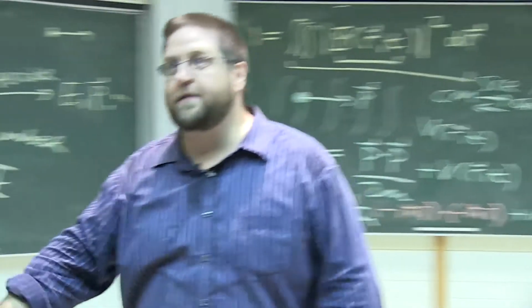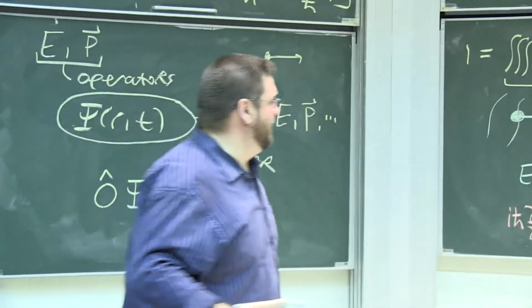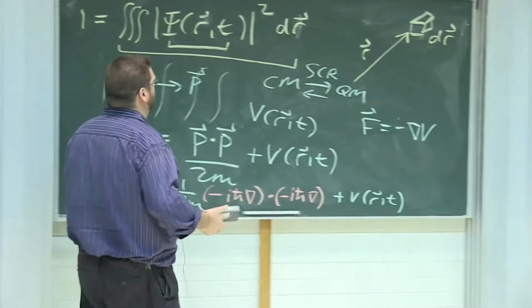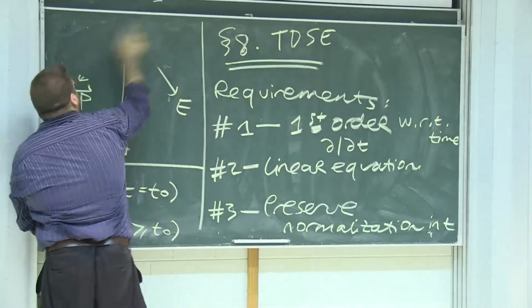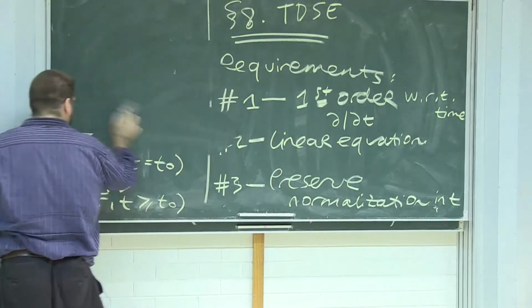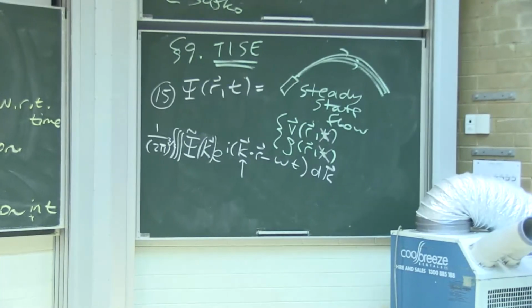Now, with a view to obtaining the time-independent Schrodinger equation, I want to consider a special case of this. So what I'm about to do involves a loss of generality.